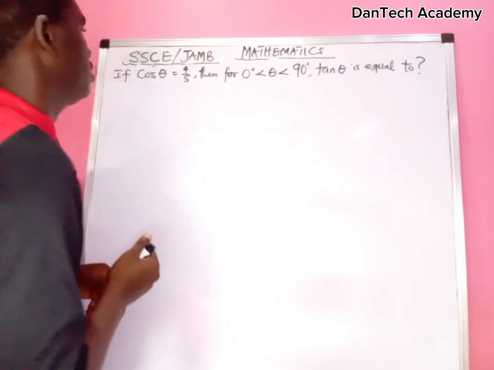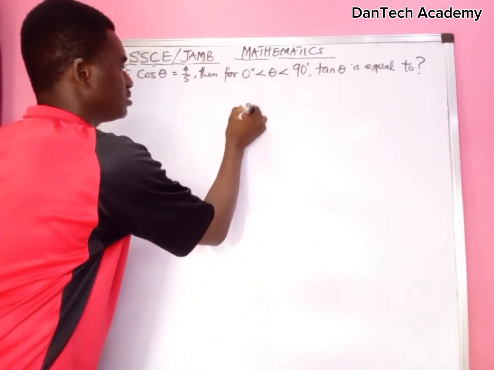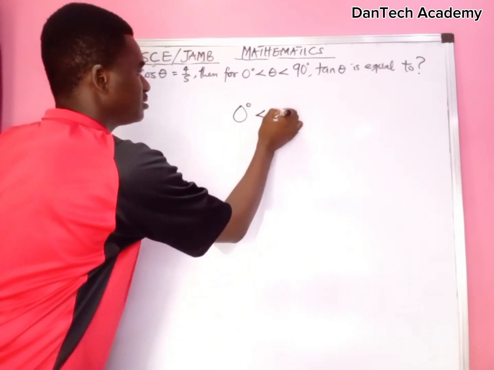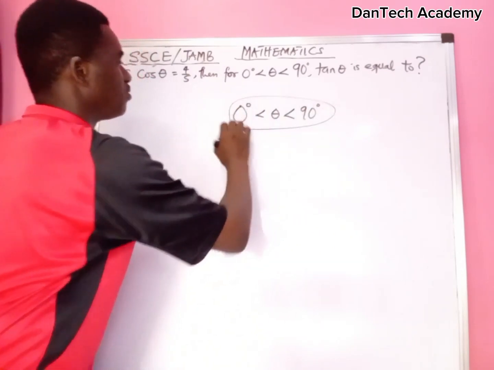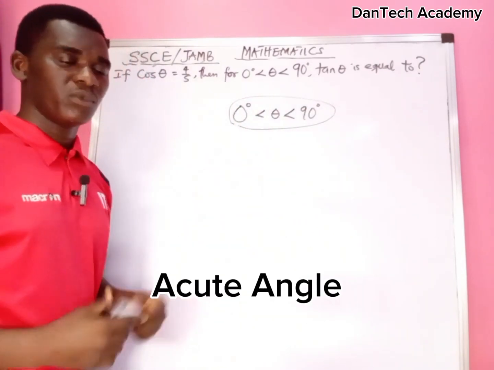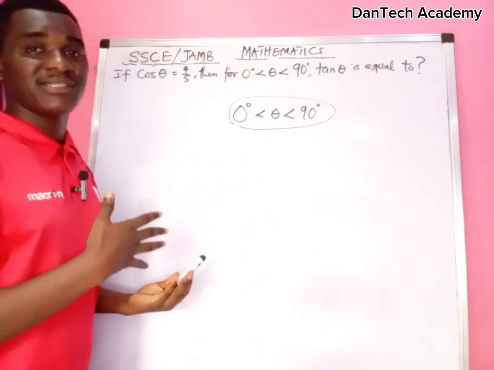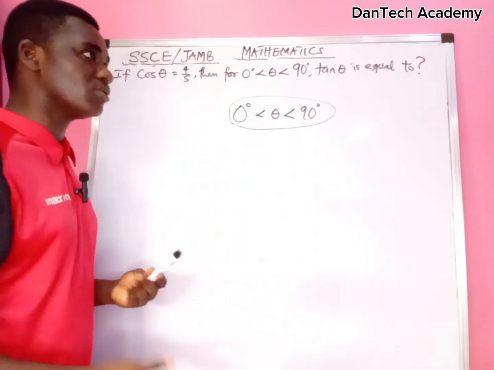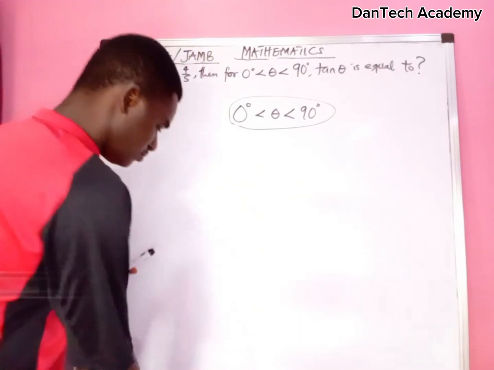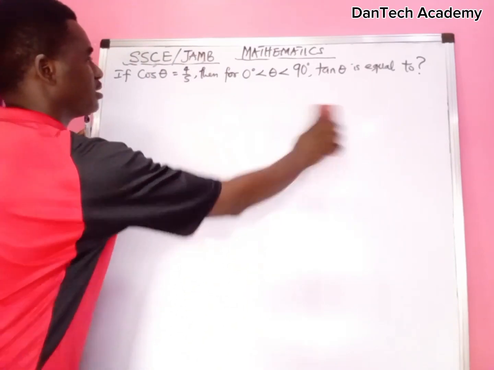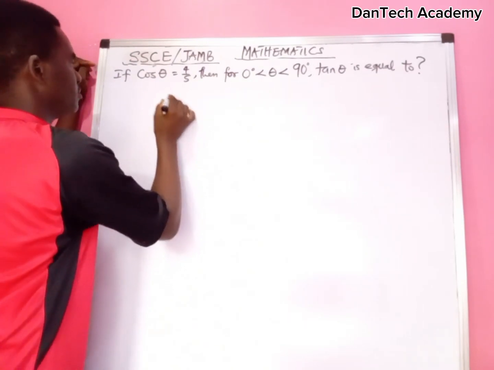Okay, so from this, 0 degree less than theta here means that we should know that we are referring to what I call an acute angle. You know, acute angles are angles that are less than 90 degrees. So if it goes beyond 90 degrees, it becomes an obtuse angle. So in this case, we are going to work with an acute angle. So if we have something like this, this is the solution now.